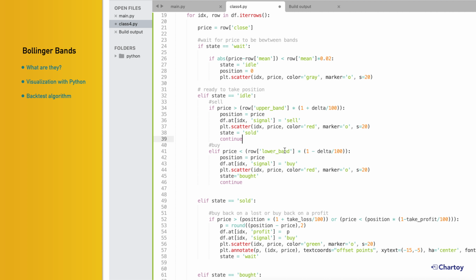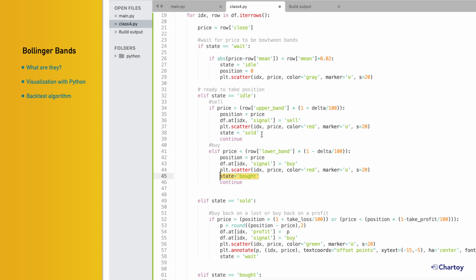And in the same way for buy, if we have a signal to buy, when is it going to happen? If the price is lower than the lower band, right? If the price crossed the lower band by a bit, how much? Delta. As we did before, delta is 0.25%. So we want the price to be lower than the lower band and a bit less, right? And if that happened, we are taking a position. So we mark the position equals price, right? We want to know what price we bought, and we mark the signal column as buy. We mark it on the curve, and we change the state to bought and continue.